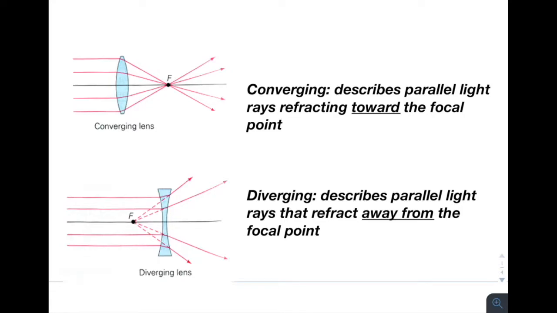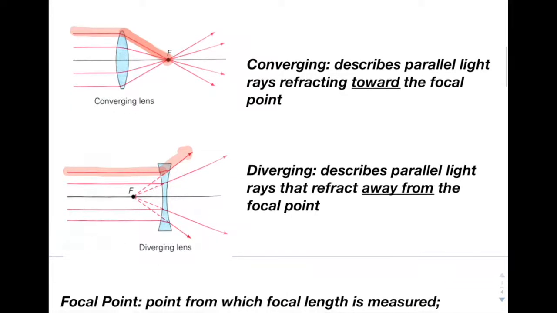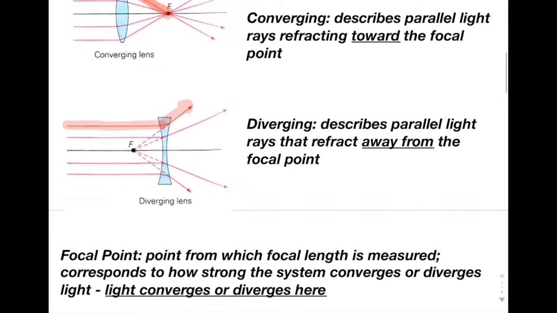And so if we look at this diagram on the left, we see how all these parallel light rays are traveling towards this focal point after they're refracted. In contrast, when we consider a diverging light ray, it describes how a parallel light source will refract away from a focal point. What's important to know here is that the focal point is the point at which all light is going to either diverge away from or converge towards. And so we have a sort of a definition here for the focal point.